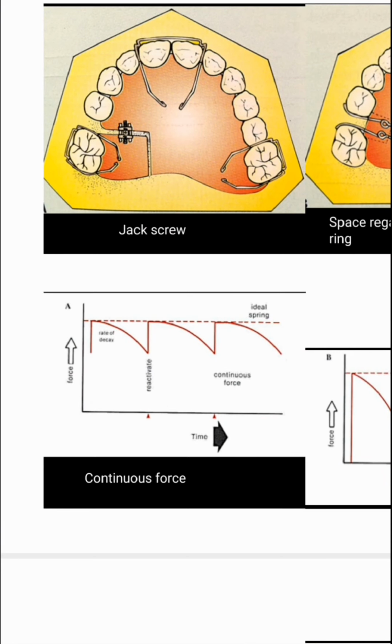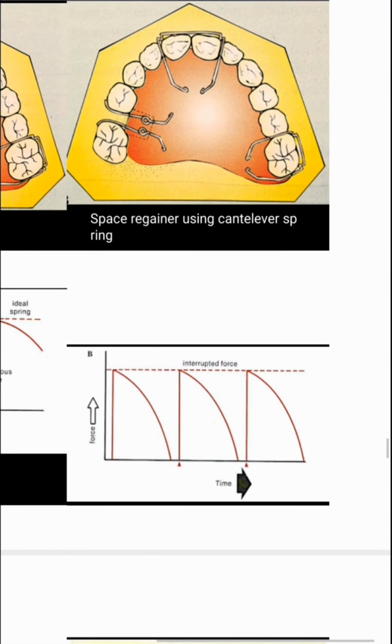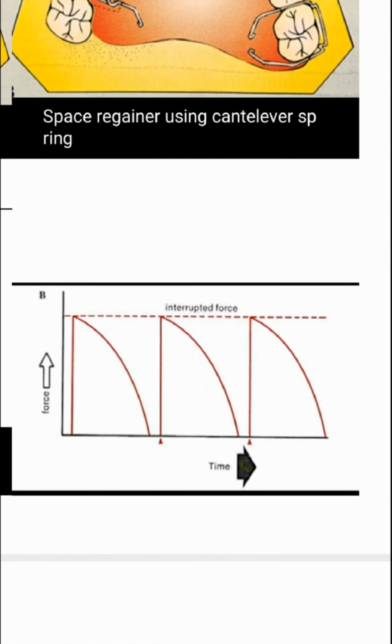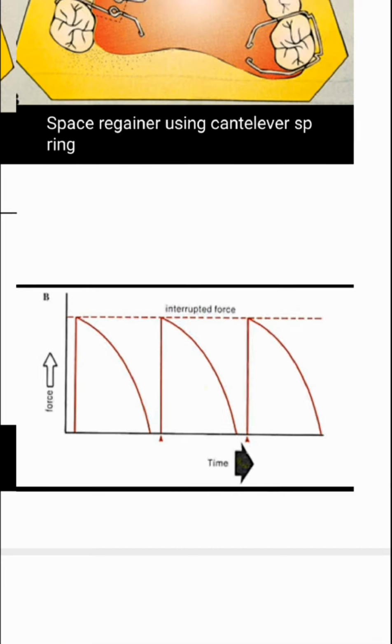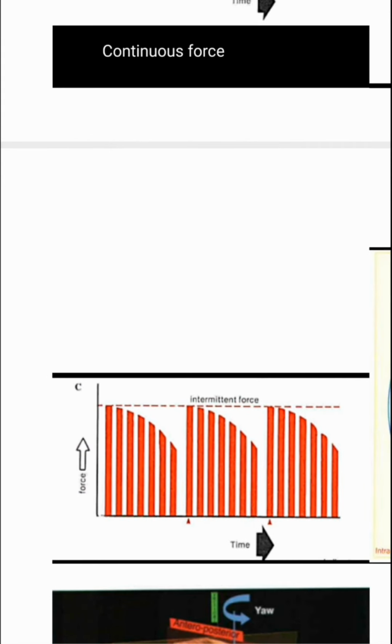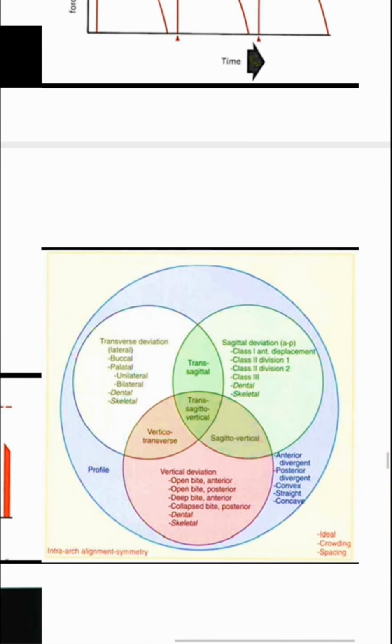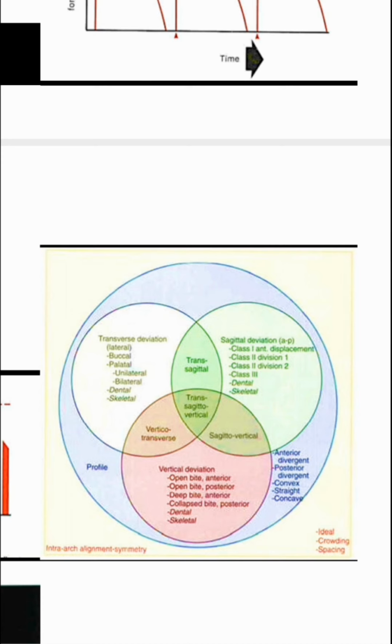This is continuous force. Example for this is arch wire. This is the diagram of interrupted force. Here the force is gradually reduced to 0. Example for this is elastomeric chains. Intermittent force. Example for this is headgear, chin cup and removable appliances.